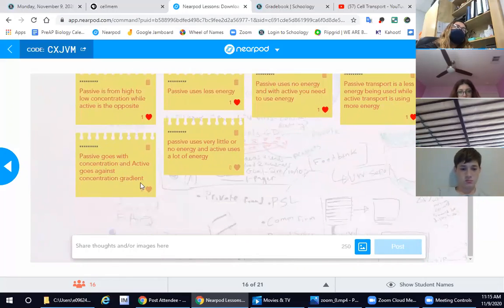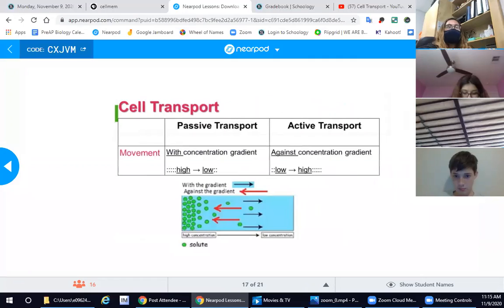Passive goes with the concentration, active goes against. Yes. Passive uses very little or no energy, active uses a lot. Good job. Great answers, guys.